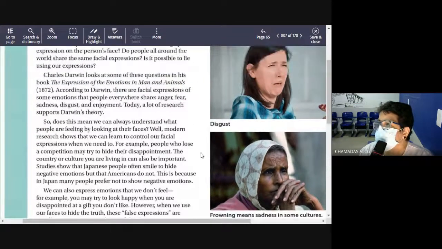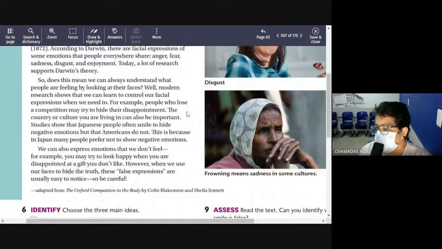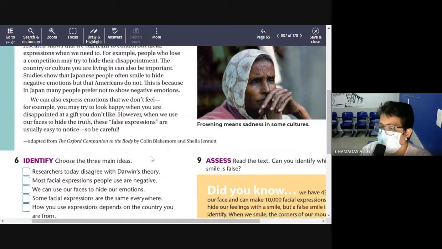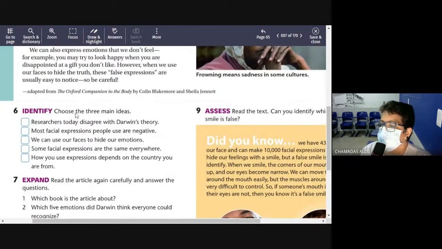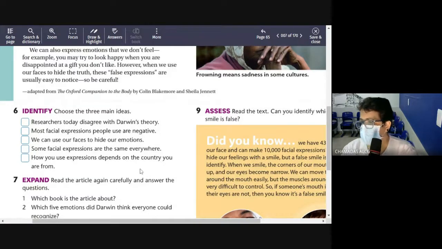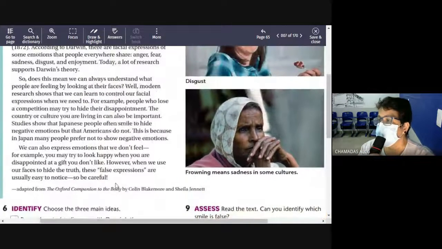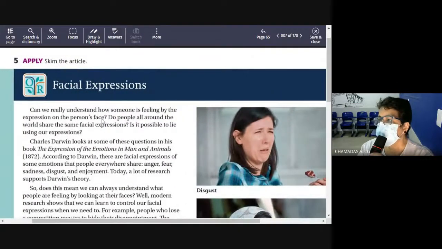All right. So now, let's see what they say here. Because we are going to read like an article, and we are going to choose three main ideas for this article, okay? So, first of all, before we read, okay? Before we read, they say here, skim the article. Do you remember the meaning of the word skim? Who remembers?